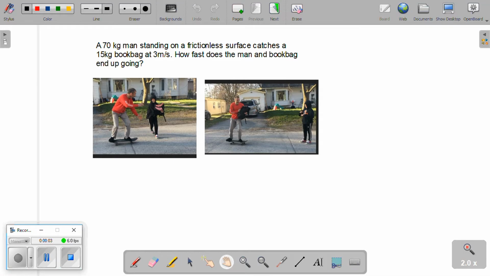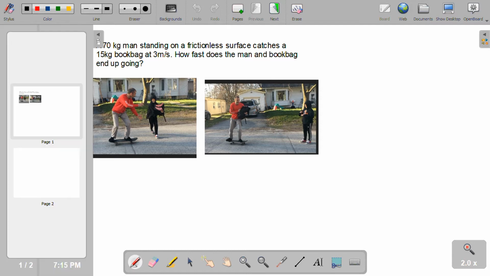Here we have a 70-kilogram man standing on a frictionless surface catching a 15-kilogram book bag at 3 meters per second. So the man has an initial velocity of 0, but the book bag has a velocity of 3 meters per second. How fast does the man and the book bag end up going? The concept we're going to use to solve this problem is called the conservation of linear momentum.